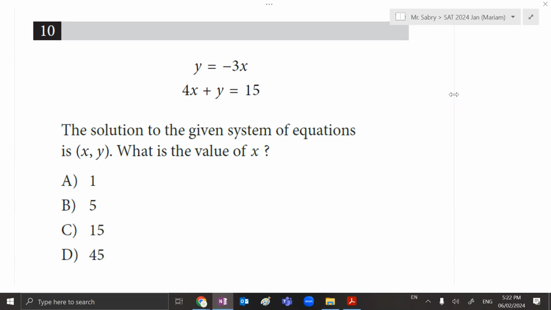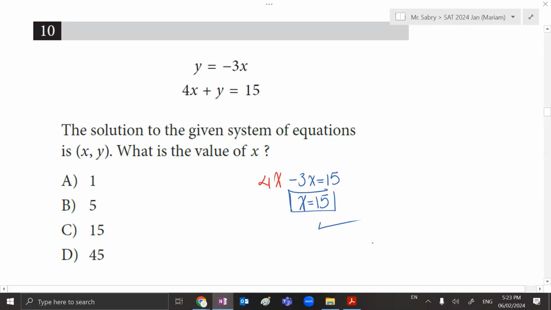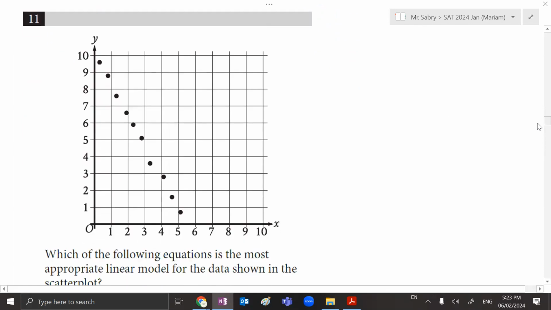y equals negative 3x and 4x plus y equals 15. What is the value of x? What would you think? We replace y with negative 3x, and then 4x minus 3x, that's x, equals 15. So what's the value of x? That's a very hard question, right? Yeah. Of course not. We'll leave that one for the exam.